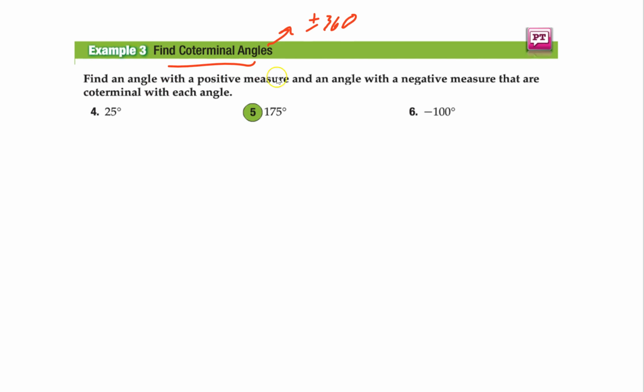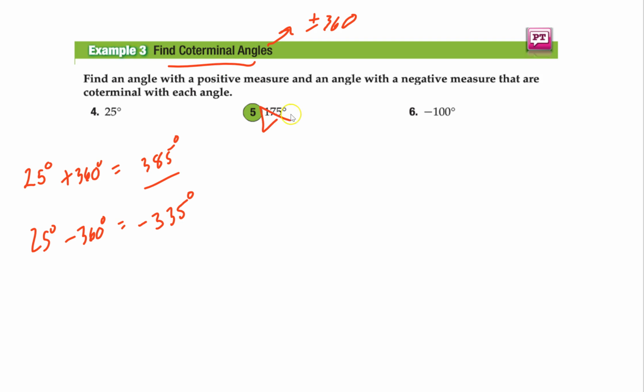Find an angle with a positive measure and an angle with a negative measure that are coterminal to this angle. So we have 25. We want to find a positive coterminal angle. We're just going to add 360 to this, and we're going to get 385. And that's a coterminal angle of 25. They're going to have the same terminal side. Want to find a negative version of it? Just subtract 360, and I'm going to get negative 335. And that's how you find a coterminal angle.